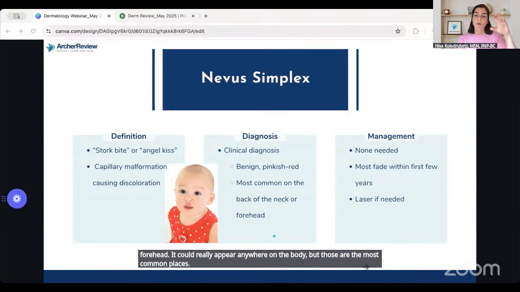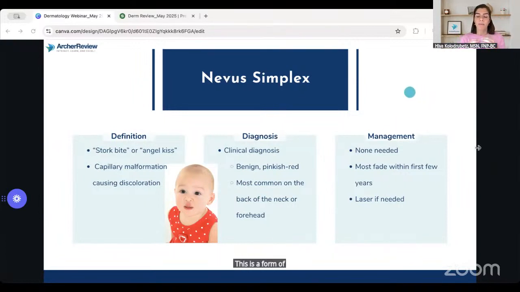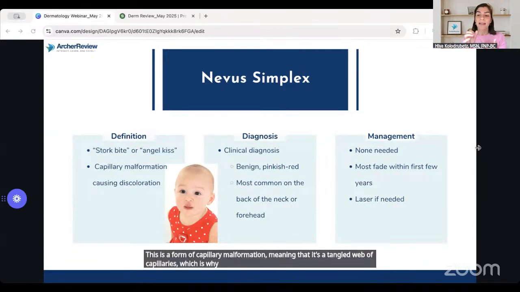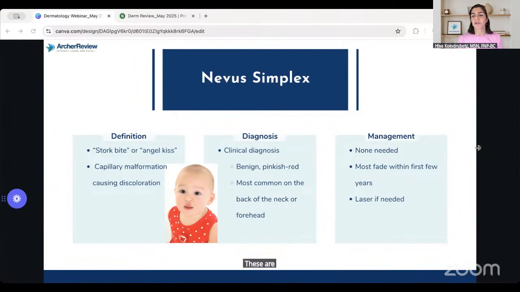This is a form of capillary malformation, meaning that it's a tangled web of capillaries, which is why we see that pinkish red color. So remember, the key here is if it becomes more red when the baby's crying, that's that increased blood flow, right? That's also really confirming it's that nevus simplex. These are incredibly common. Up to 30% of newborns will have them. So again, big takeaway: reassurance, reassurance, reassurance, right?